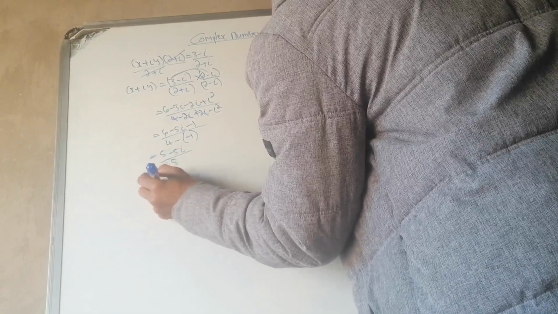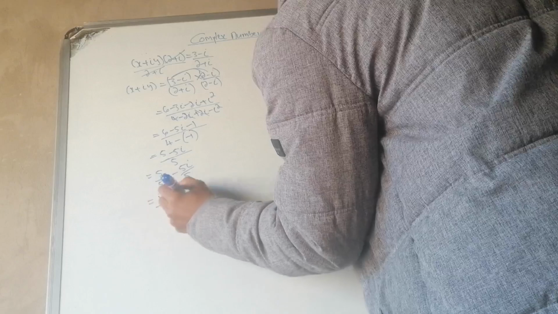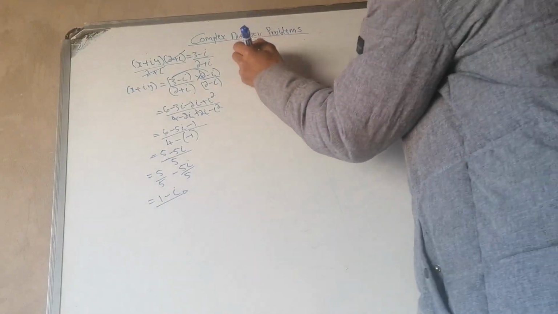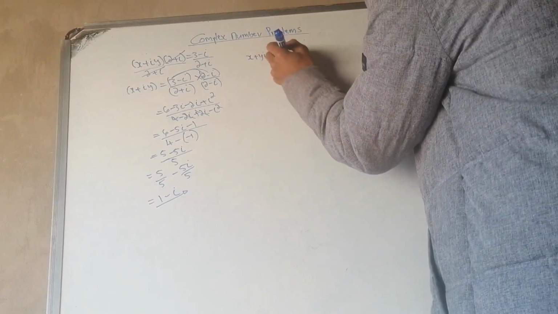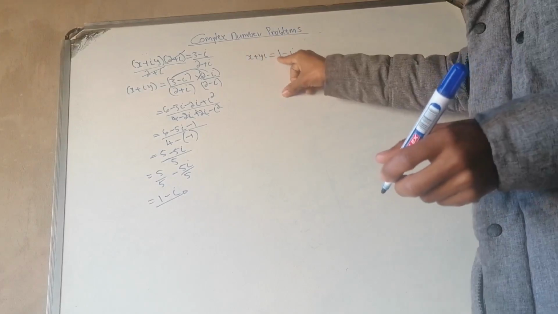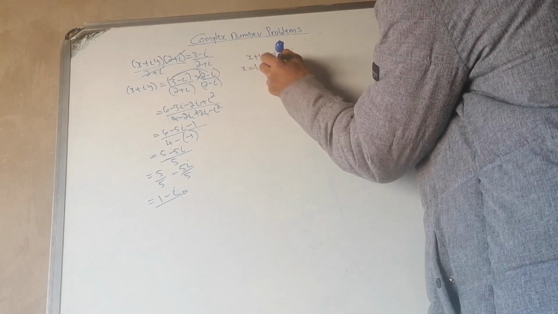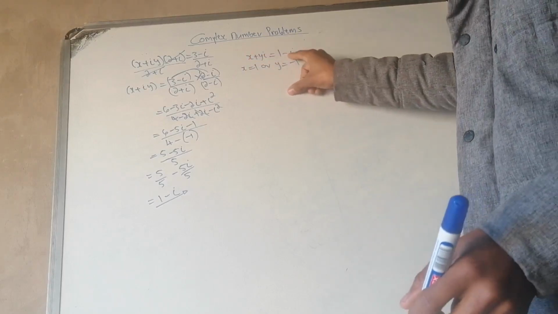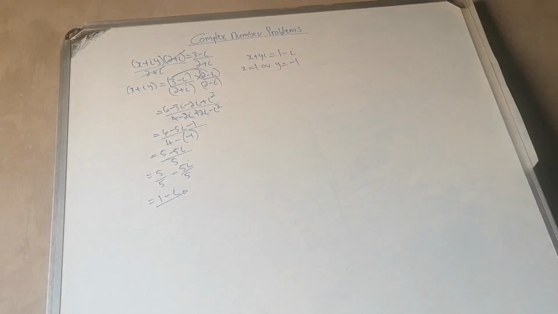And this will give you 5 divided by 5, minus 5i divided by 5. This is 1 - i, and you will say this is equal to that. So we will say that x + iy is equal to 1 - i, where x is equal to 1 and y equals negative 1, because this is the real part and this is the imaginary part. y equals negative 1, x equals 1. That will be the alternative method of solving that problem.